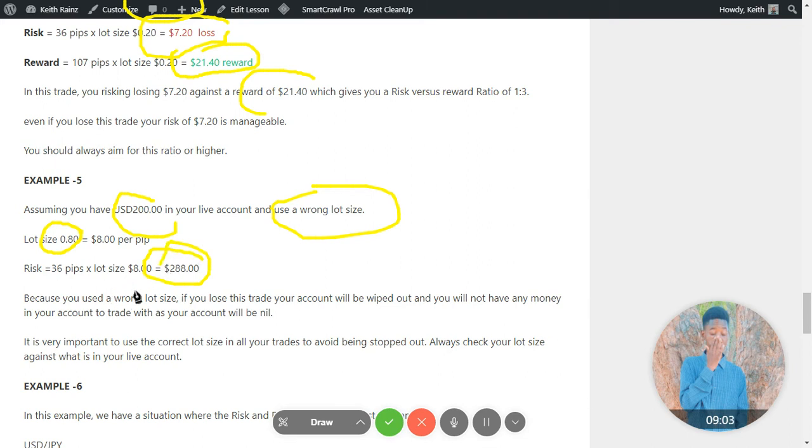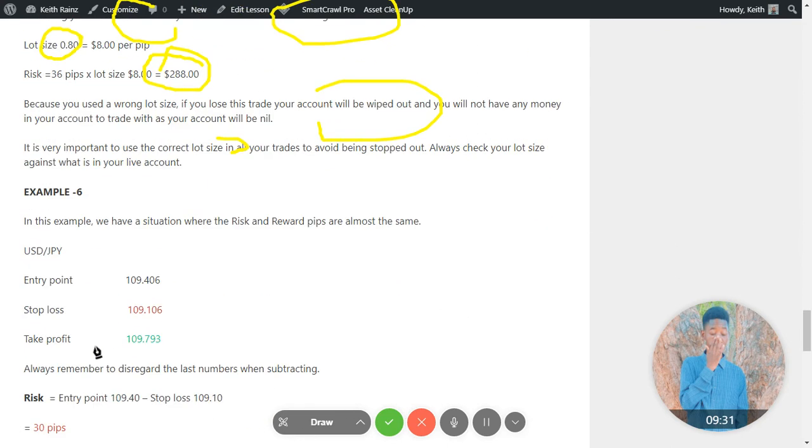Because you have used the wrong lot size, if you lose this trade, all the money in the account will be gone. That's the bad thing about using wrong lot sizes. All the money will be wiped. So it is very important to use the correct lot size in trades to avoid being stopped out. Always check your lot size against what is in your live account.